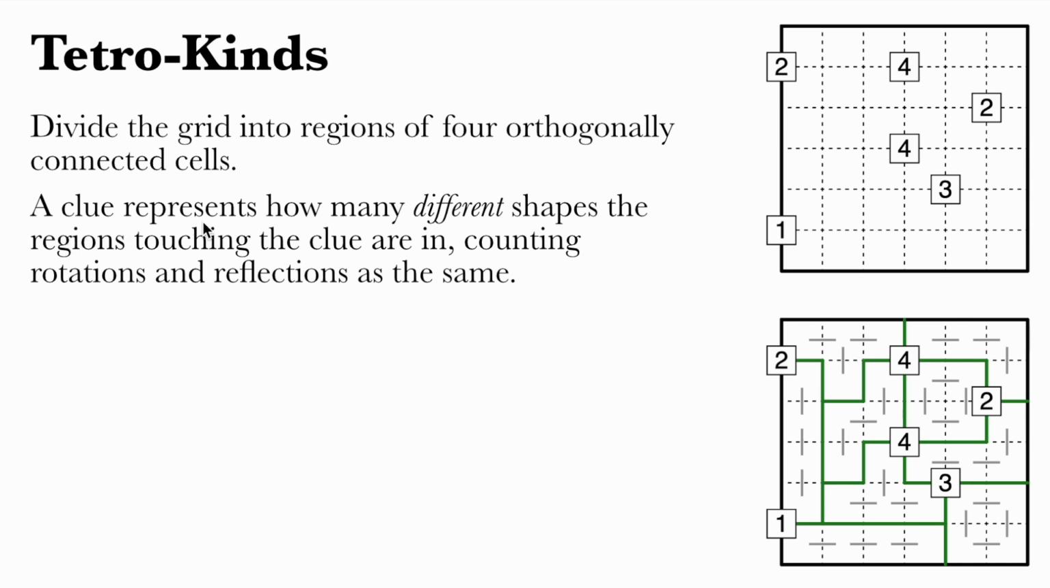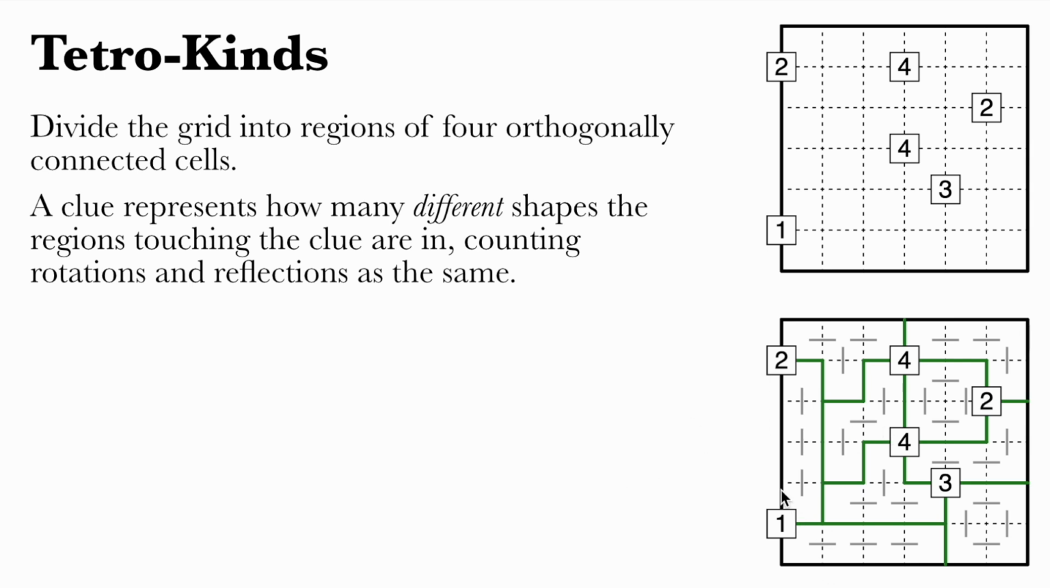A clue represents how many different shapes the regions touching the clue are in, counting rotations and reflections as the same. So the clues are the numbers in these boxes that are at the vertices of the grid. And for example, this 2 is saying that the 2 cells that are around this are in different shapes, meaning one of them is a T and one of them is an I.